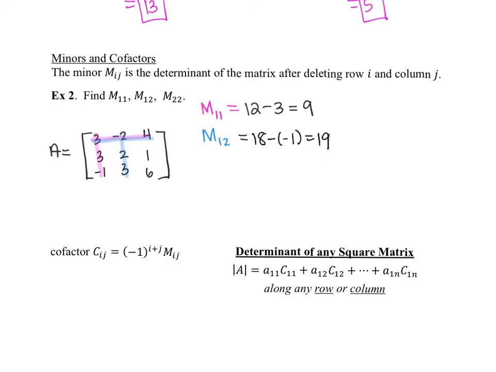And then let's do, what's the last one? Minor 2, 2. Okay, so if I were to cross off row 2 and column 2, I would be left with those 4 corners. So I'm left with 3, 4, negative 1, 6. If I imagine those as a 2 by 2 matrix, if I wanted to find the determinant, I would start in the top left, 3 times 6, and negative 1 times 4. So 18 minus negative 4, which would be 22. And if you want to write out these matrices, you can write them out.